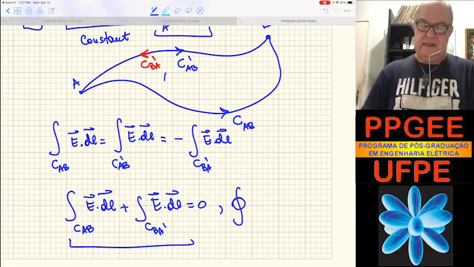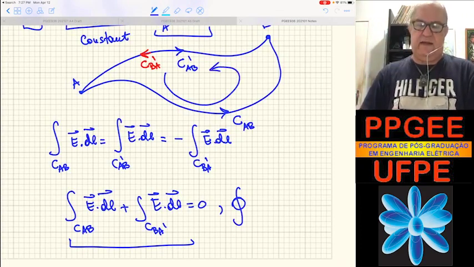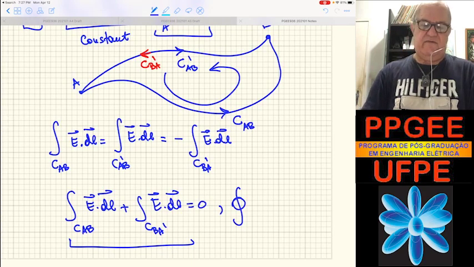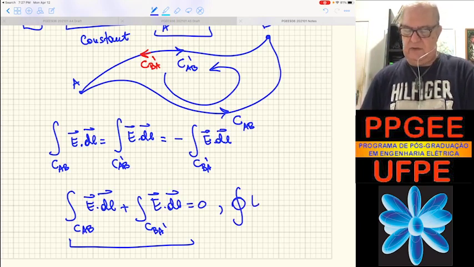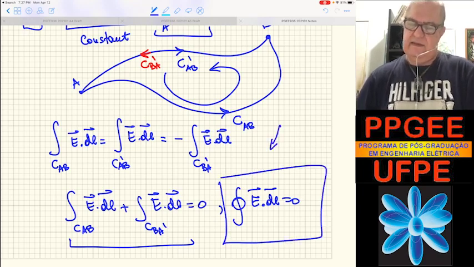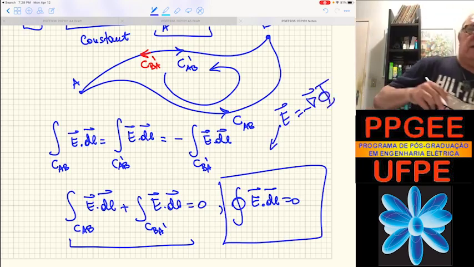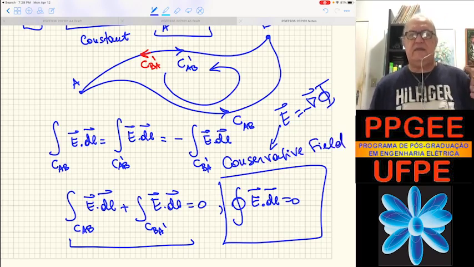This is the closed path. If I close the path, go from A to B, and close the path going from B to A, the circulation of the field equals 0. That's the property that we have from the relation E equals minus nabla phi. Okay? So that's a conservative field. That's one equation, one integral equation.